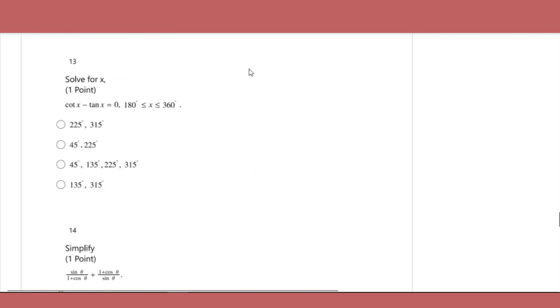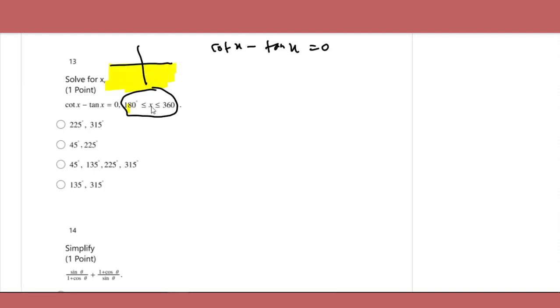Number 13, solve cot x minus tangent x is equal to 0, where x lies between 180 and 360. This is the range, or domain. Then from here we need to simplify. Cot is 1 over tangent, so change it to 1 over tangent x minus tangent x is equal to 0.